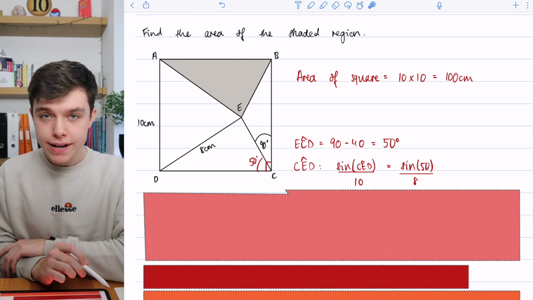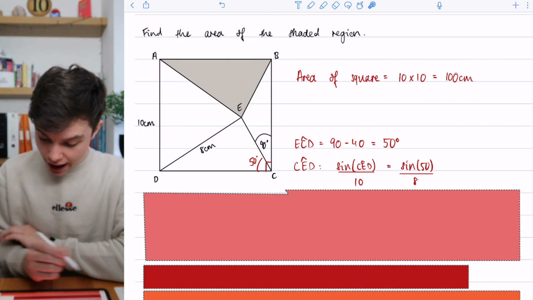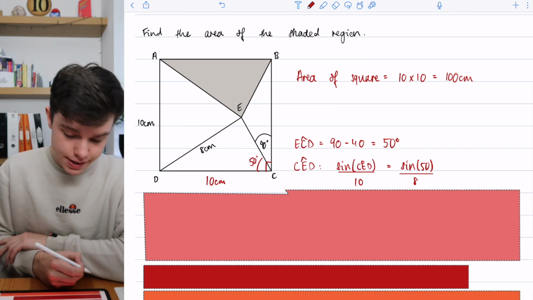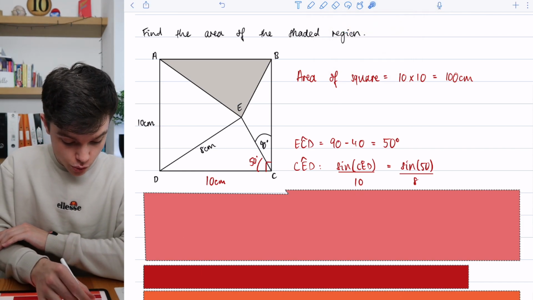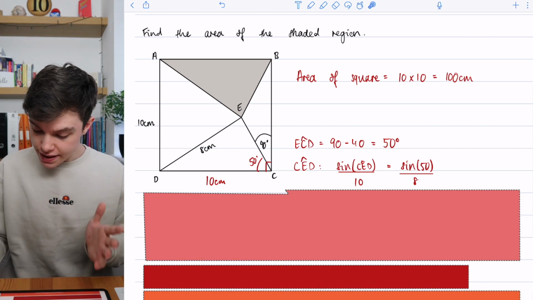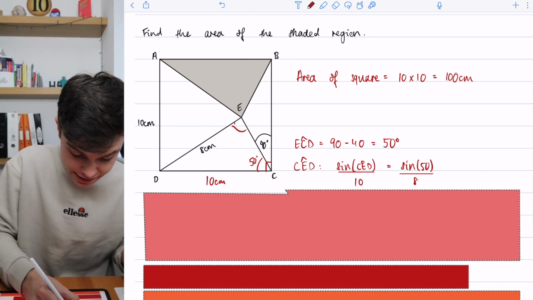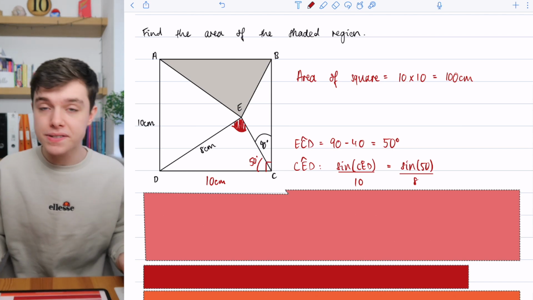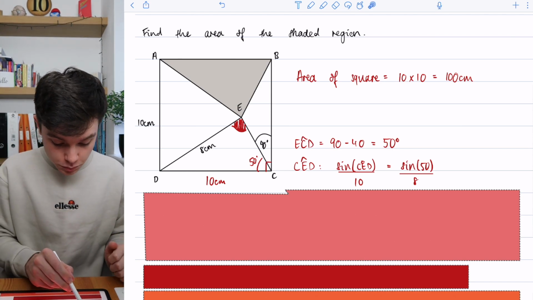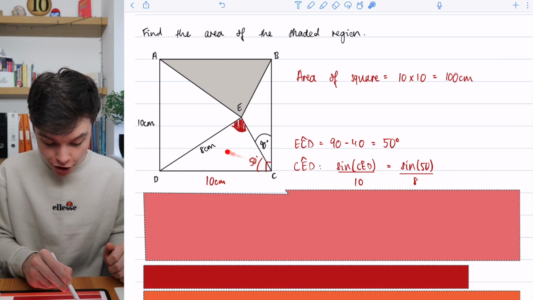And the reason I'm going to do that is because we know that DC, this side here, is 10 centimetres because it's a square. We know this one is 10, so this side must be 10. And then if you think about it, I am working out this angle here by using the sine rule. And we can use the sine rule because we have two sides and one opposite angle.